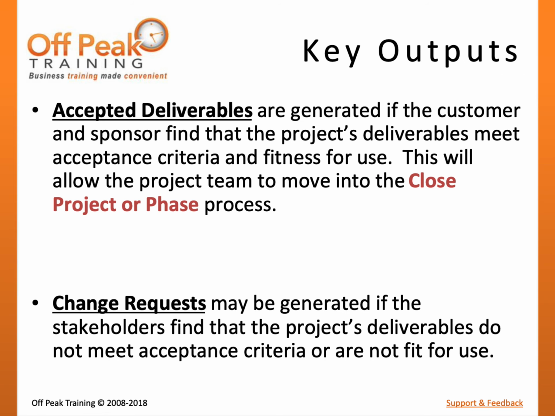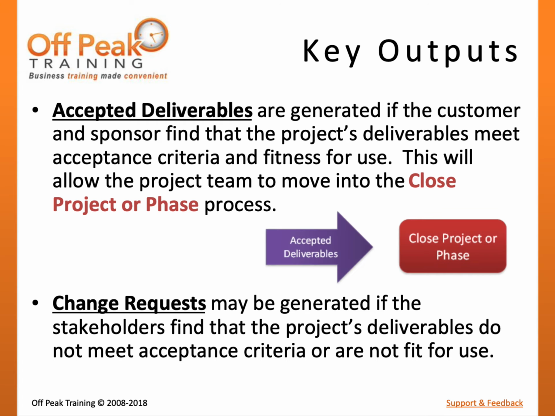The stakeholder inspection will lead to one of 2 key outputs. If stakeholders find that deliverables meet requirements and acceptance criteria, then they will accept the deliverables. As described in Chapter 4, these accepted deliverables are an input to the close project or phase process. If stakeholders do not find that deliverables meet requirements and acceptance criteria, then they will request changes to the deliverables.